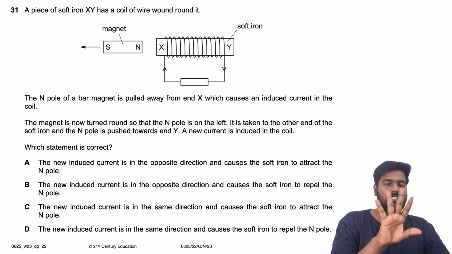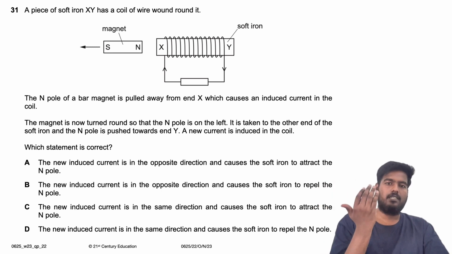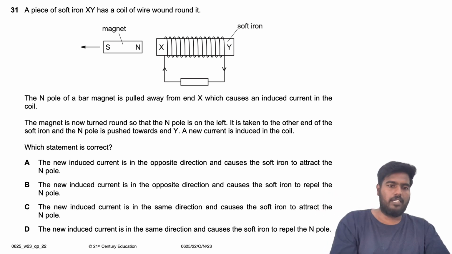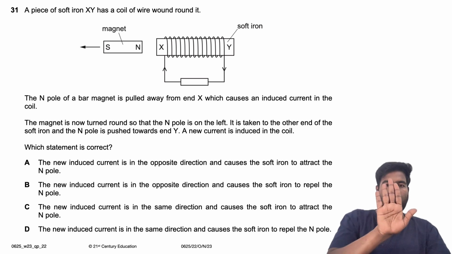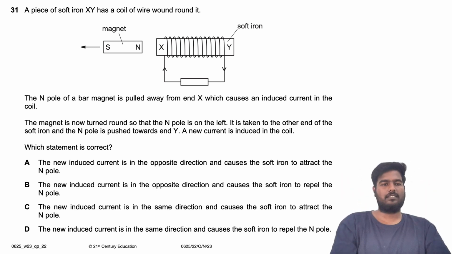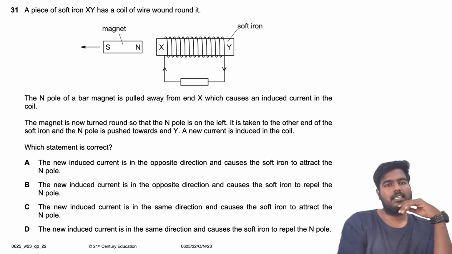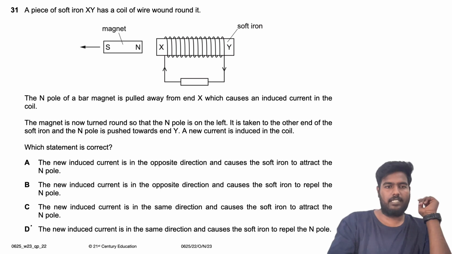Next, they are switching. Okay, the N is now approaching Y, so it's still the same direction. The new induced current will be in the same direction. Initially it was moving away and then you are switching and moving inside, so it's the same direction, and it will repel. So option D is the right answer.